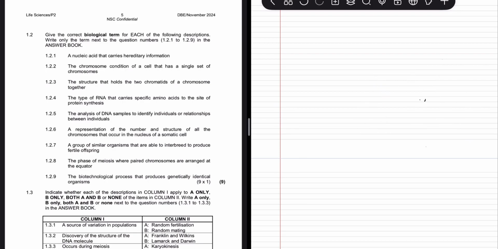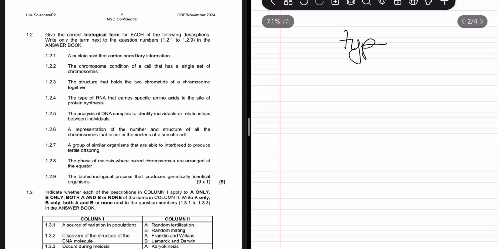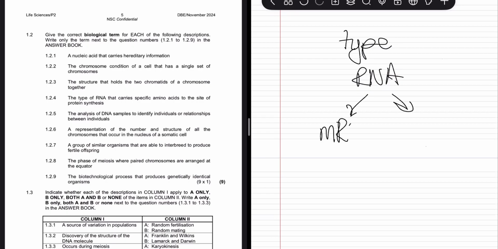Number 4, the type of RNA that carries specific amino acids to the site of protein synthesis. So again, in the question, I'm like, oh, I don't know. So type of RNA. I would literally write, what are the two types of RNA? mRNA as well as tRNA, right? Again, now it talks about carrying specific amino acids, but I remember when I was doing translation and transcription, I couldn't even tell the difference. Those two T's were confusing me, but I need to get this 1 mark. So let's find the answer in the question.